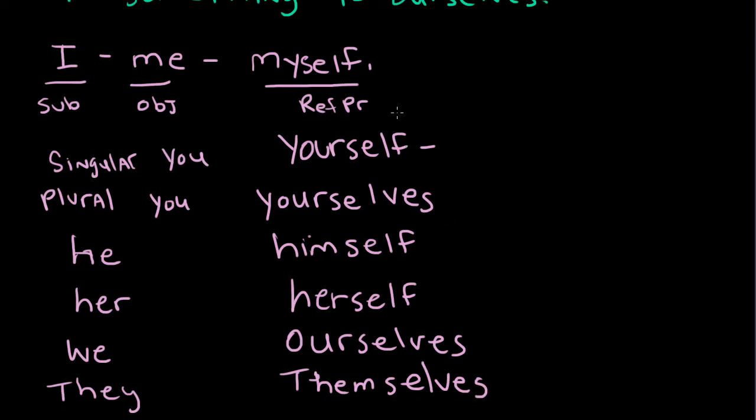So when it's singular, like myself and yourself, himself and herself, then it's self with LF. When it's plural, it's VES, selves. We do not have one, or it's not very common to use one for itself. Let's look at how we use the reflexive pronouns.